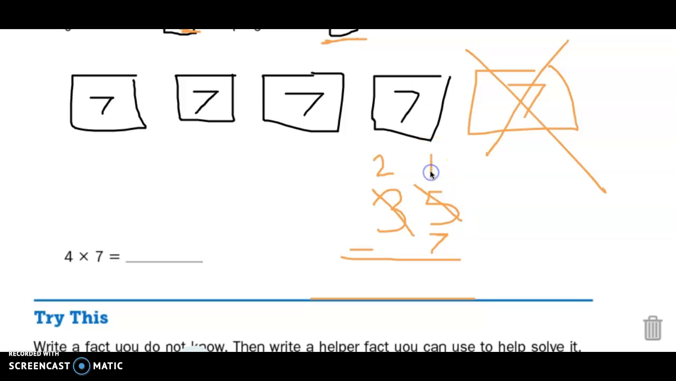10 plus 5 is 15. 15 take away 7. Well, you know, 7 plus 7 is 14. So 15 take away 7 must be 8, because 8 plus 7 would be 15. I would just need to add one more. Good. 2 take away nothing is 2. My new answer is 28.